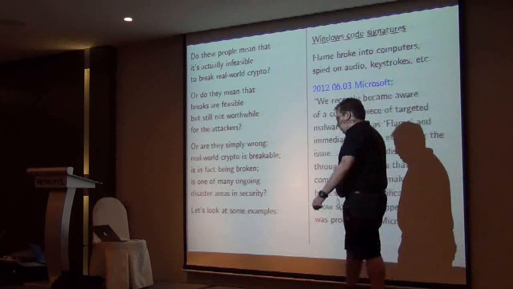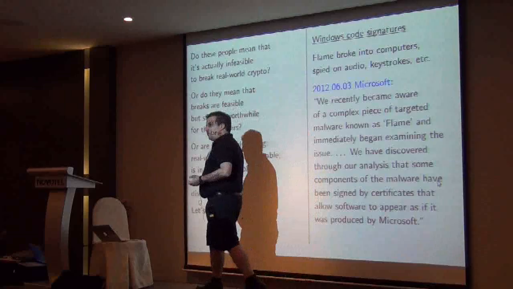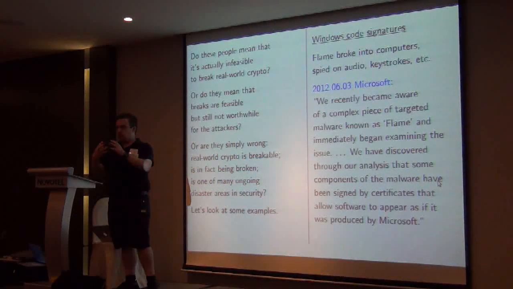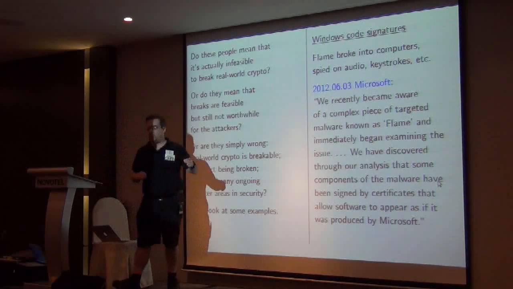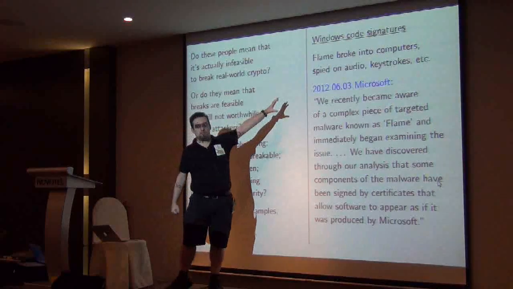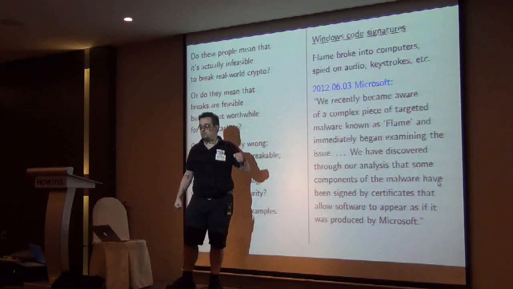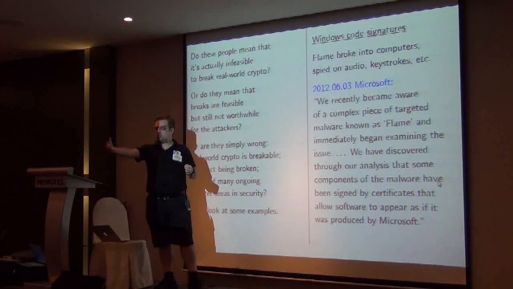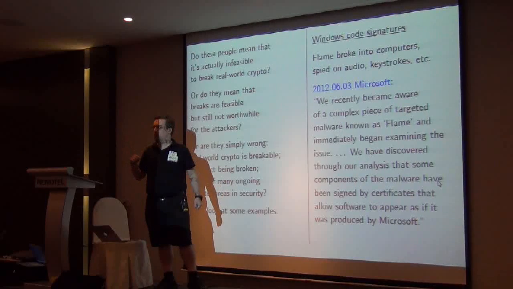So Microsoft has a Windows update system where any Windows machine will accept updates to Windows if they're signed by Microsoft. And the attackers, one of the main ways that Flame broke into computers, well, the main way that Flame targeted computers, was by forging a signature, which appeared to come from Microsoft. And the targeted computers looked at that signature and said, "Oh yeah, that's Valve."